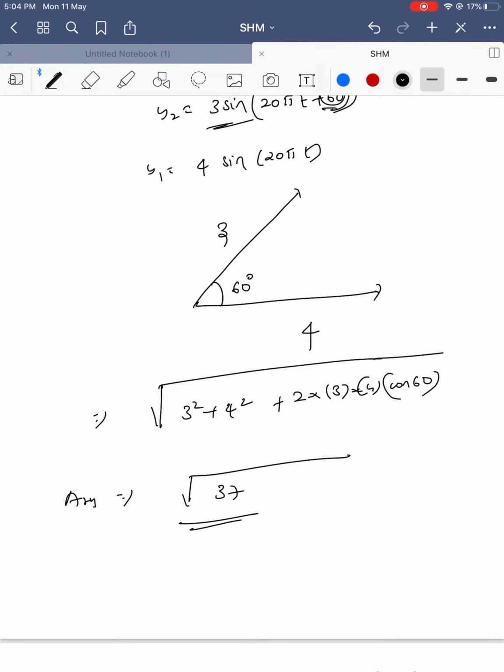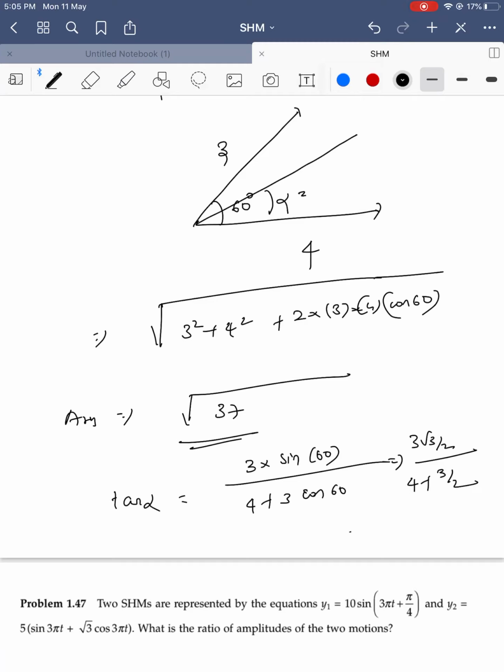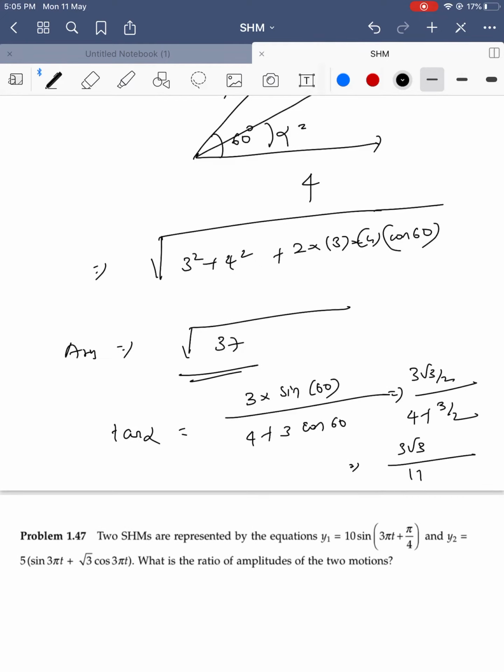And how much angle does it make? Alpha is equal to tan inverse of tan alpha, which is 3 sin 60 by 4 plus 3 cos 60. Sin 60 is root 3 by 2, so 3 root 3 by 2 over 4 plus 3 cos 60. Cos 60 is 1 by 2, so 3 by 2. So it will be 3 root 3 by 8 plus 1, 8 plus 3, 11. So tan alpha is equal to, we can simplify it further, tan inverse of 3 root 3 by 11.